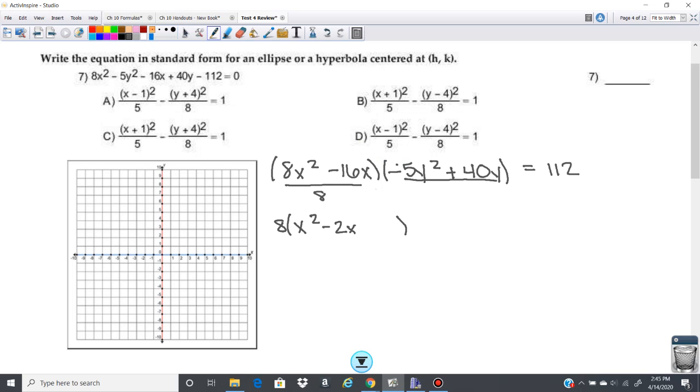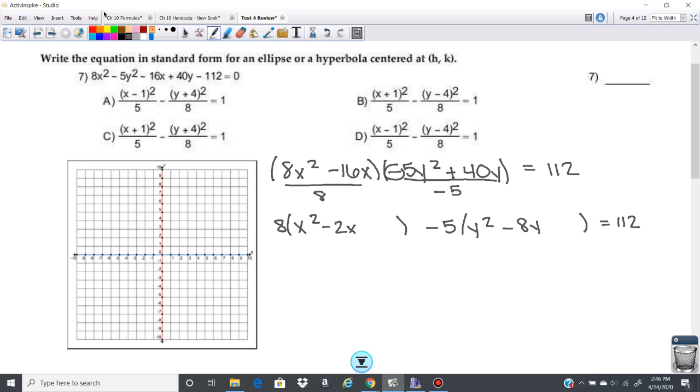There's a minus sign here, so I'm going to take a negative 5 out. Okay, so negative 5, that's going to give me y squared minus 8y. And then I'm going to leave a blank. And this is still 112 over here.